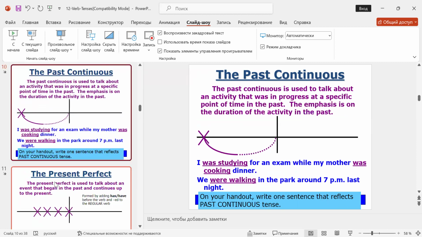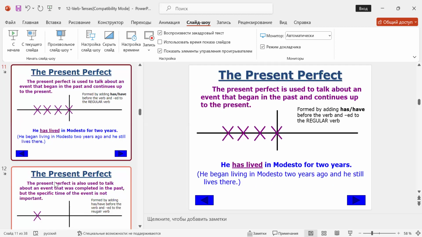And also, the past continuous is used to talk about an activity that was in progress at a specific point of time in the past. The emphasis is on the duration of the activity in the past. I was studying for an exam while my mother was cooking dinner. We were walking in the park around 7 p.m. last night.